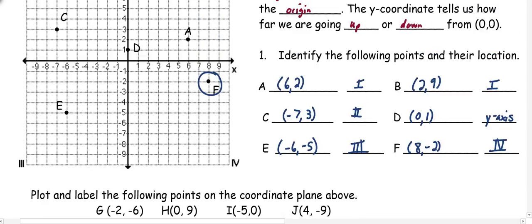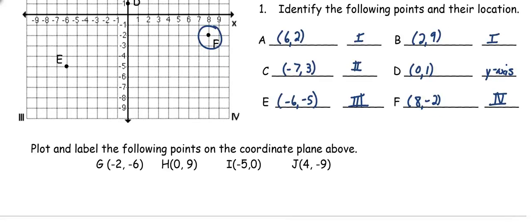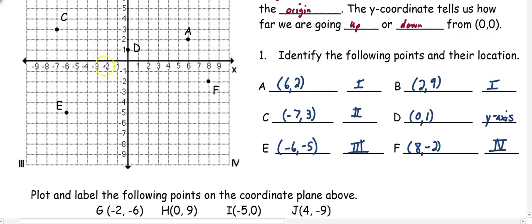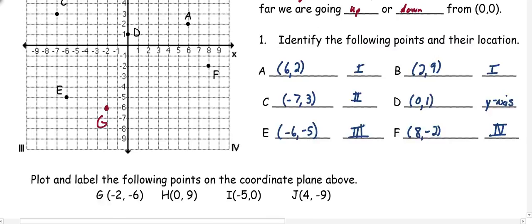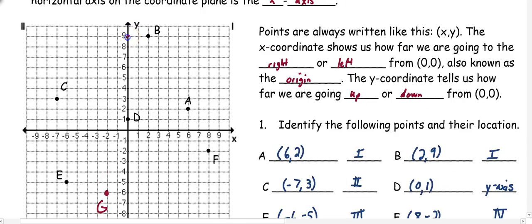So plot the following points on the coordinate plane above. G is at negative 2, negative 6. So we go to negative 2 on the x-axis, negative 6 on the y-axis, and this is our point G. H is at the point 0, 9. So starting at the origin, we don't have to go left or right because it's 0. And it's 9, so we're going to go up to 9 on the y-axis. This is our point H.